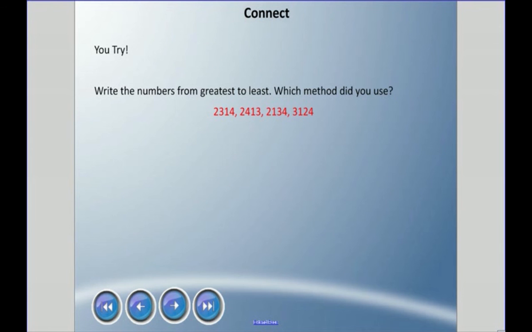All right, I'm going to get you to try this one. I'd like you to write the numbers from greatest to least. I'll say that again, from greatest to least. And which method did you like? Out of the 3, which method did you like? If you like the base 10 method, you can just draw it out like we learned last lesson. Okay, so pause it here. Take a minute or two to try and figure this out.